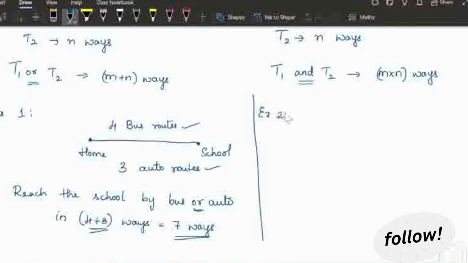Example 2. Let us assume the student has to go from home to school.